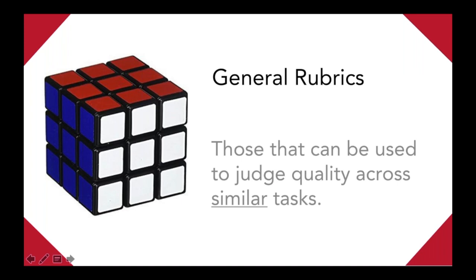Then when we think about the general rubrics, those can be used to judge the quality across similar tasks. I remember, with the implementation of Universal Design for Learning, the big question was, how do we grade this, or how do we do this? What's the fair way? And rubrics are a great way to do it. And one of the big questions that would come up a lot of times was, well, you can't do a rubric for everything. That's correct. You can't do a rubric for everything.